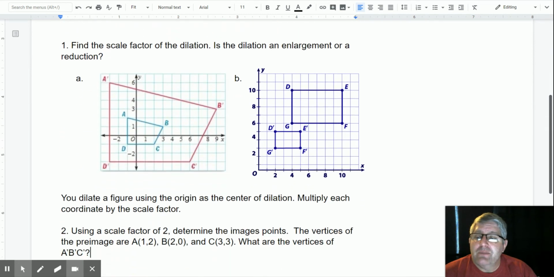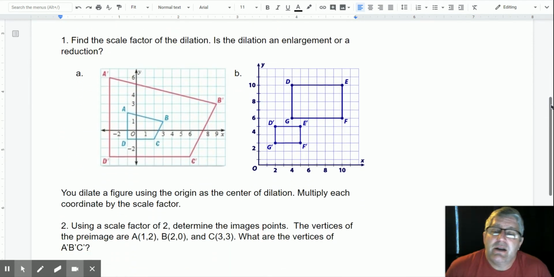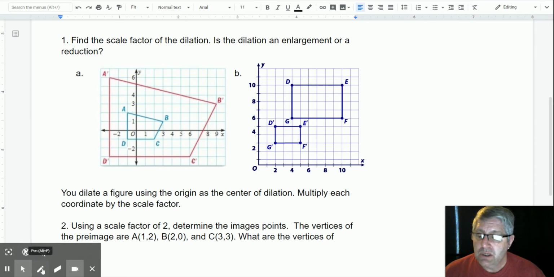So let's look at some problems. Our first one says, find the scale factor of the dilation. Is it an enlargement or a reduction? So let's look at A, and I'm going to attempt to use a pointer device, which I'm not doing real well with today. Why is my pen not working? Oh, well, it worked before, but it was too easy, right?